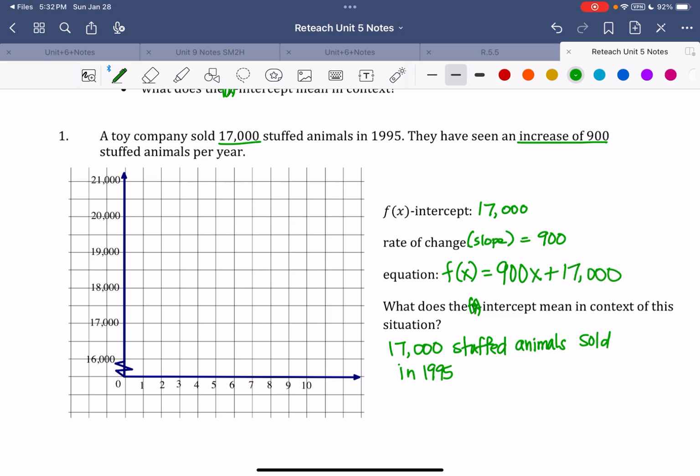Let's graph it. Our x represents years since 1995. And this y or f of x axis is stuffed animals sold. Okay, and you don't have to graph all the points. Let's see, we start here at 17,000. We're going up by about 900, so that's close. Maybe about right there. And then it just increases from there. So we could grab a ruler, straight line. There we go. Okay, it gives us a good representation, helps us figure out what's happening.